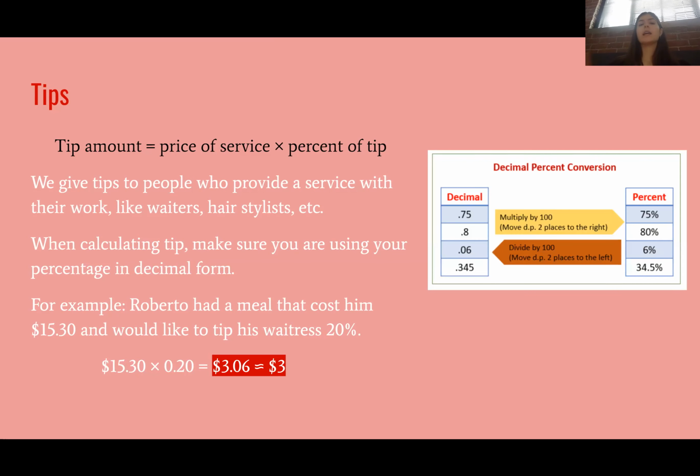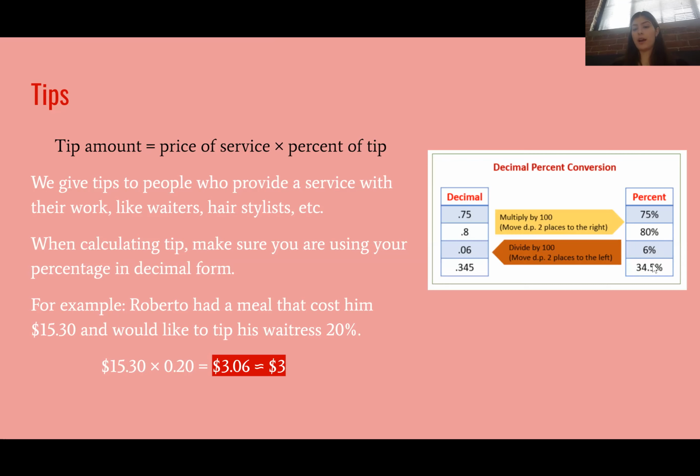Okay. Now let's talk about tips. All right, so here's another formula to keep in mind. The tip amount that you pay to someone is going to equal the price of the service times the percent of the tip. All right, so we give tips to people who provide a service for their work, like waiters, hairstylists, etc. Right? When calculating tip, make sure that you are using your percentage in decimal form.